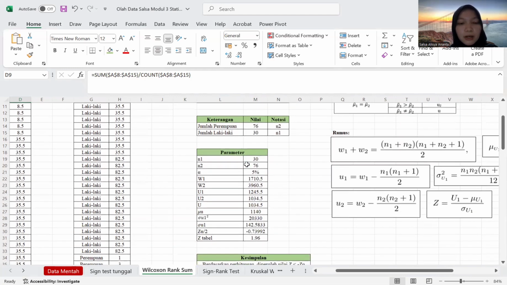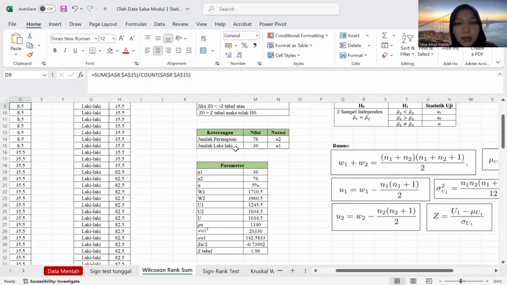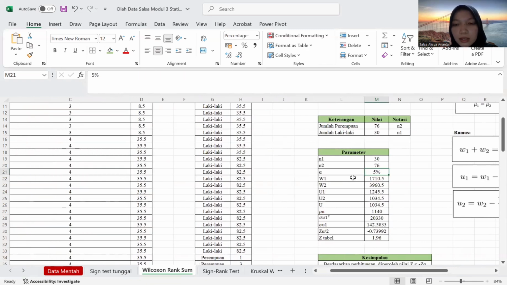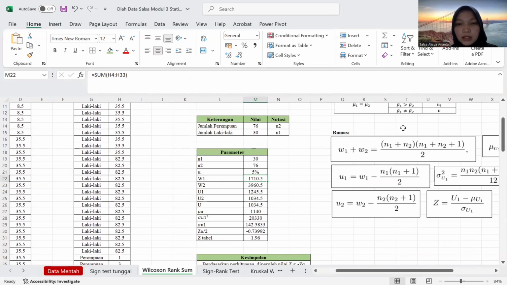After that, the parameters that we use in the Wilcoxon rank sum test are, first, the amount of data n1, which must be smaller than the amount of data n2. N1 is the total of male, while n2 is the total of female. We can see that the significance level is 5%, and the rank of each population is calculated using the following formula, as you can see here.